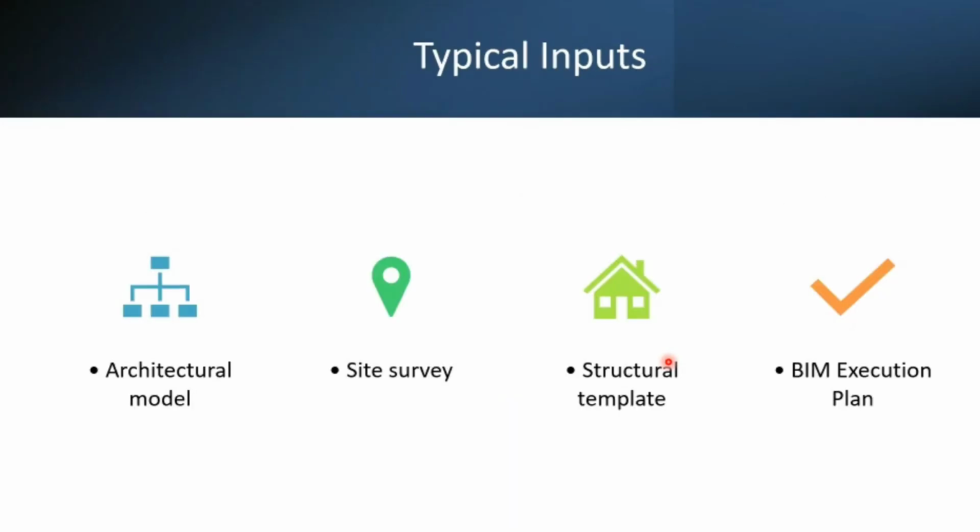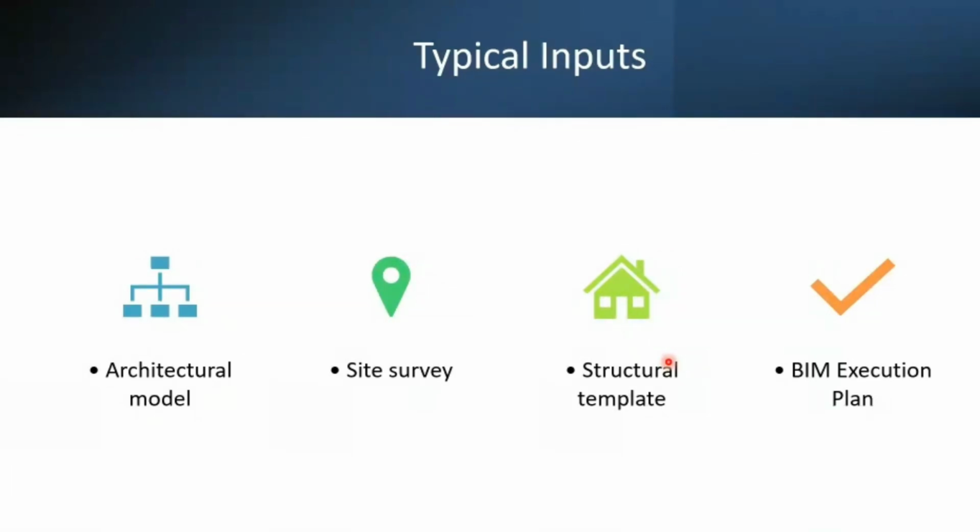The typical inputs for a structural project are, of course, the architectural model. Architects first design the spaces, the rooms, circulations, the levels, heights, the grades, and he or she also defines the green spaces and all the spaces for the building, and then you use that architectural model to develop your structural model. So that's the first and important model that you need to have in order to develop your structural model.